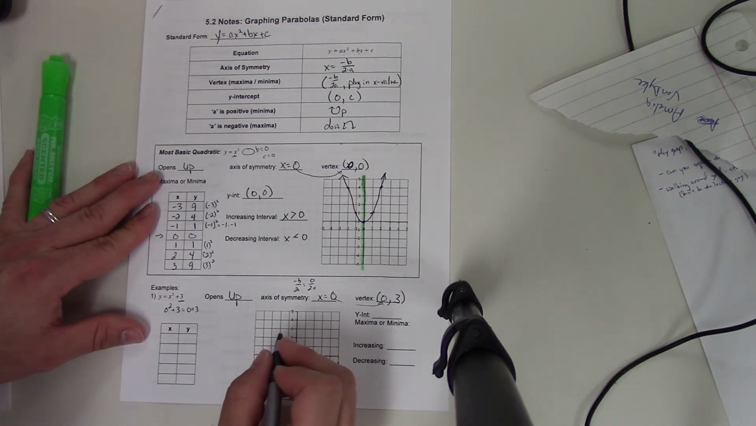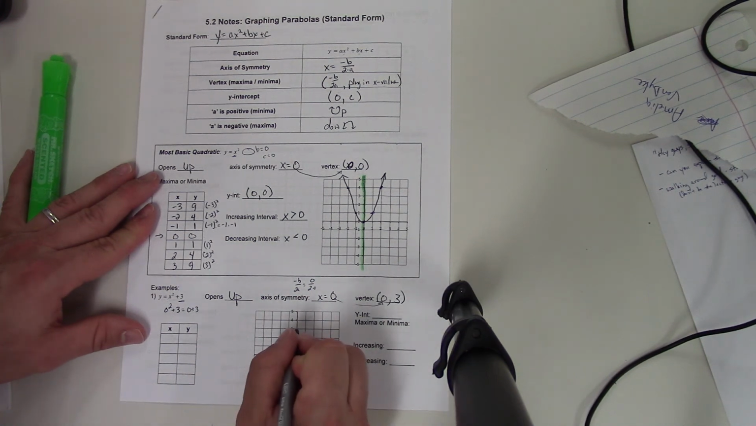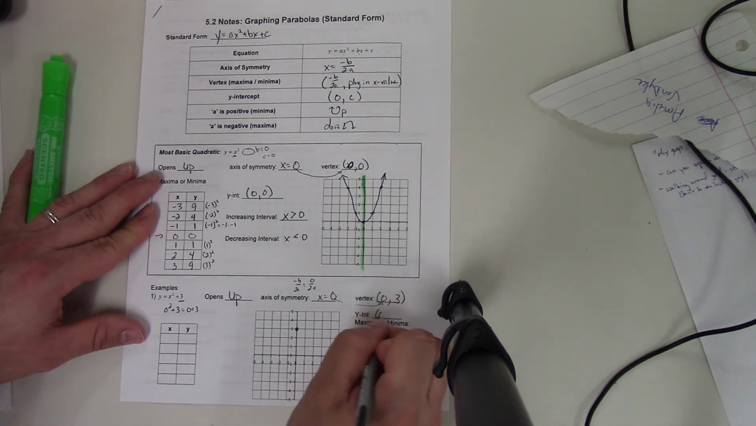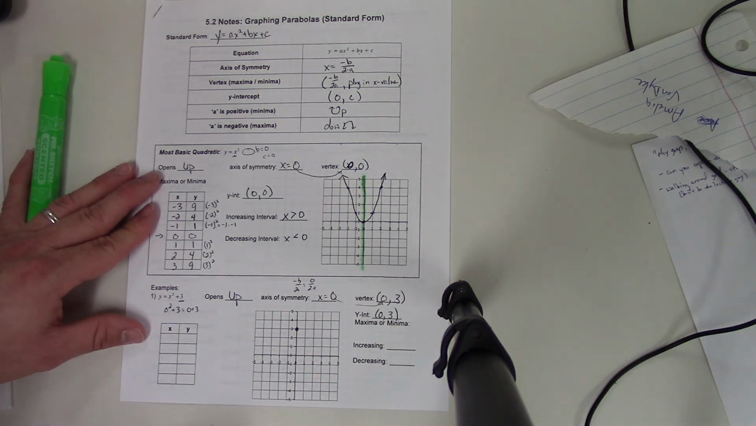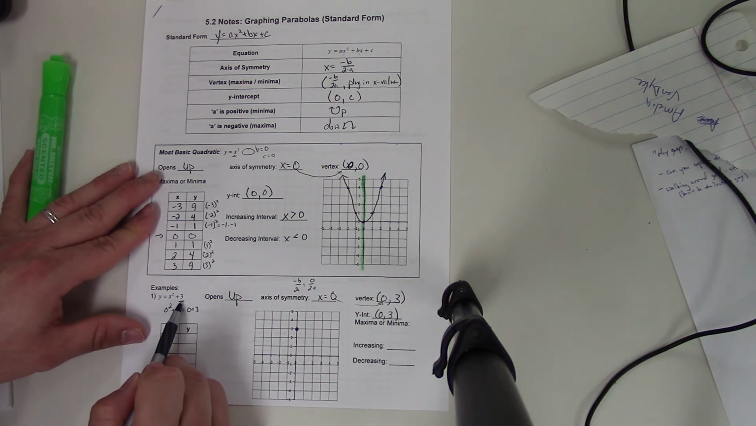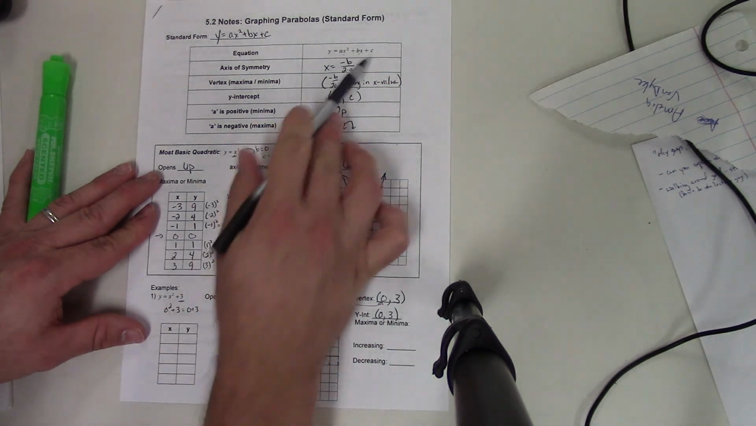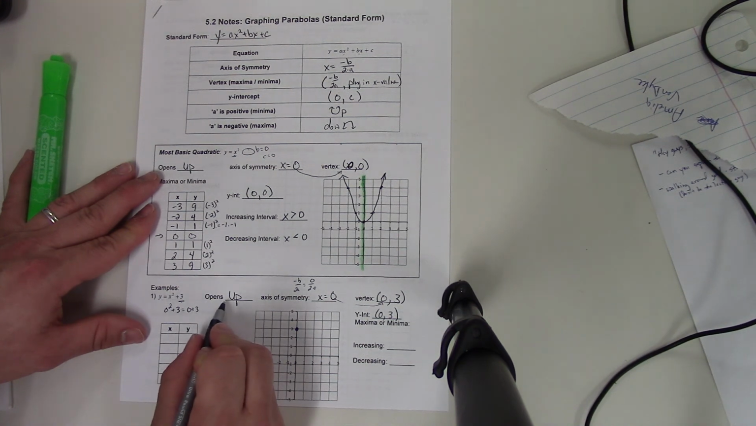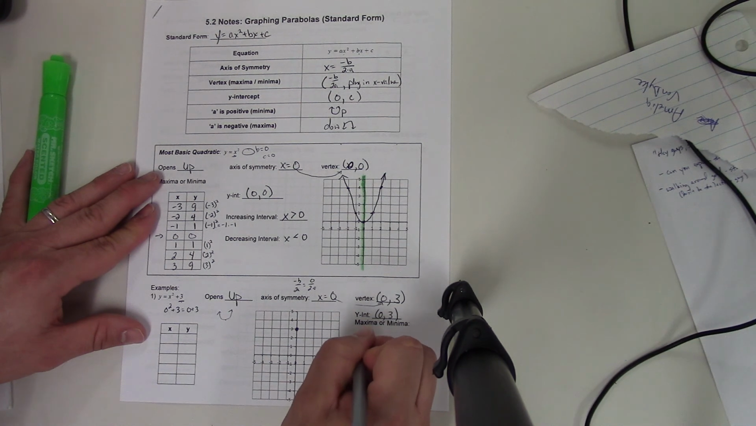I think the easiest thing to do when you're doing these is to plot that vertex right away. Here's my 0, 3 right there, which of course is my y-intercept. Well, it says 0, c. c is the constant term without an x, so yep, that would make sense. Is it a maximum or minimum? Well, if it opens up, that means it looks like this, well then the vertex has to be the minimum.